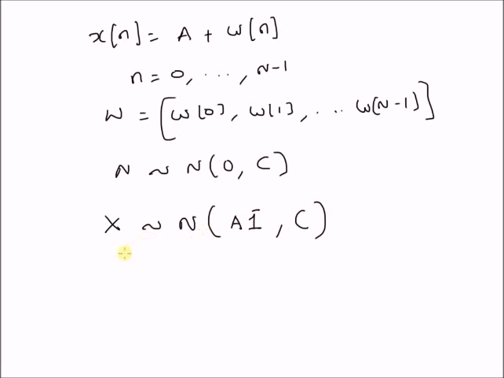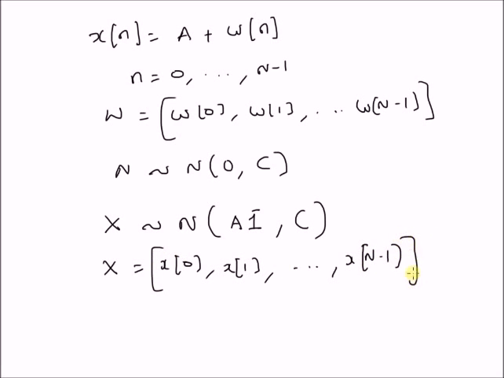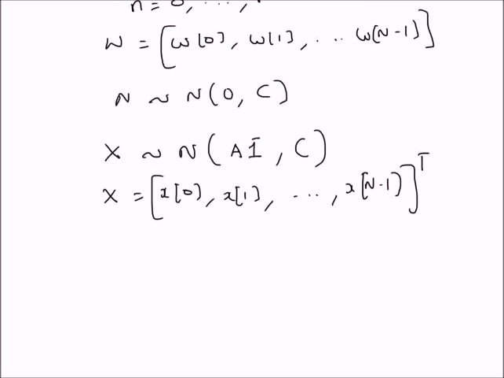So the observation vector x, which has the components x of 0, x of 1 up to x of N minus 1, that is an observation vector with N elements, has the following distribution. That is, it is a normal distribution with the mean vector equal to A times the vector 1 and the covariance equal to C. Given this model, we want to derive the CRB for the estimator A hat.